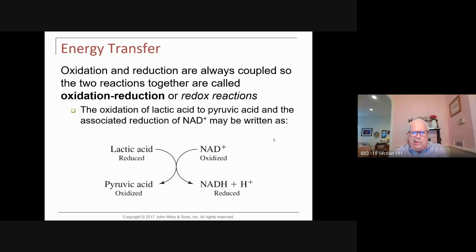Redox reactions, oxidation and reduction are always coupled, because one is always removing a hydrogen or an electron and adding a hydrogen or an electron. So that is extremely important to understand. Extremely important to understand. Okay?